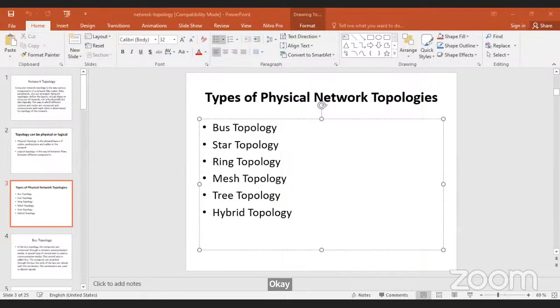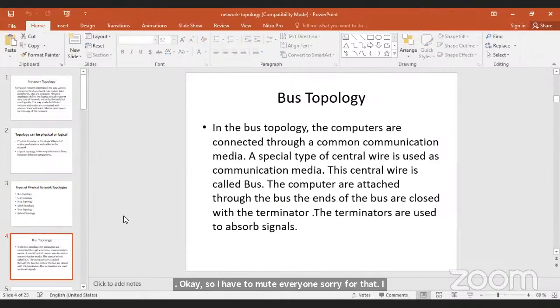Let me mute everyone. Okay, so I have to mute everyone. Sorry for that. Let us start with the bus topology.